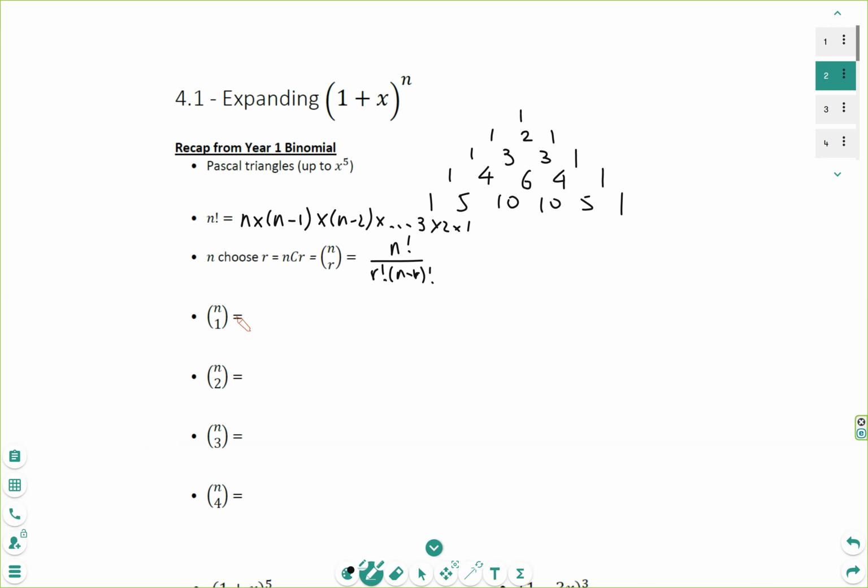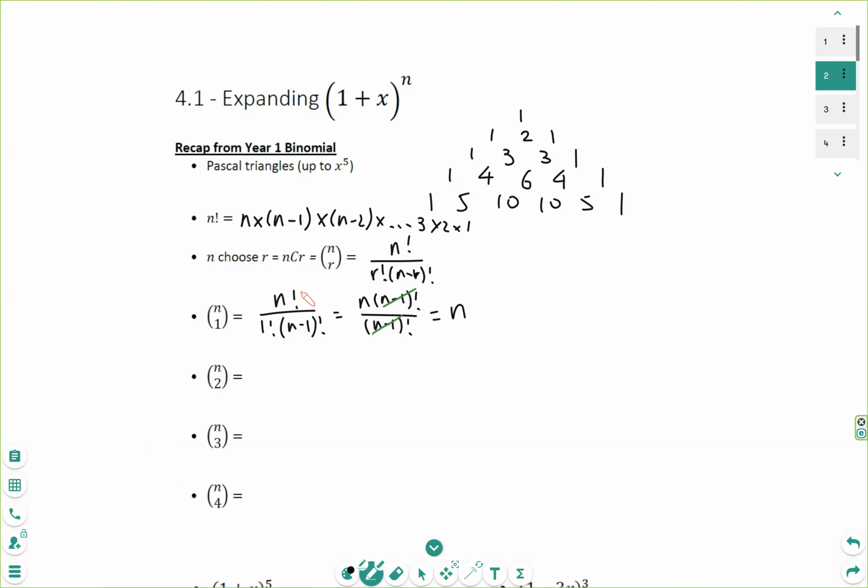Right, n choose 1. So what's n choose 1? If we use the definition, it will be n factorial over 1 factorial times (n minus 1) factorial. If you expand this, n factorial becomes n times (n minus 1) factorial over 1 factorial. 1 factorial is 1, and then the denominator is (n minus 1) factorial. If you divide, to simplify it, you get just n.